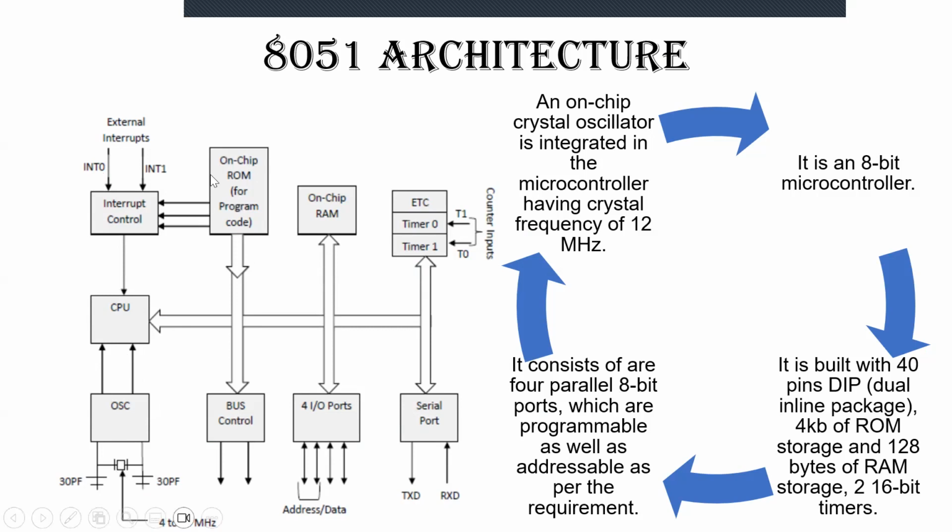And you have on-chip ROM and RAM, which is 4 KB and 128 bytes. And you have timers, timer 0 and timer 1, which count the time that a particular instruction takes to execute. And you have a serial port where serial communication takes place, TXD and RXD, which is nothing but transmitting and receiving ports. And you have the 4 ports, which I have already told you about, and bus control, which acts as a communication channel.